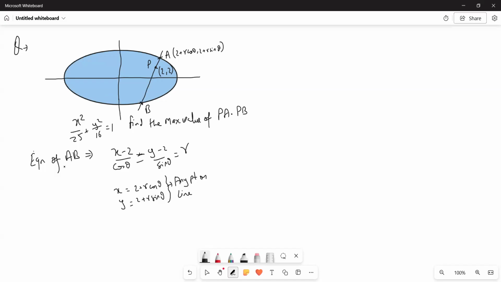But since A lies on the ellipse, so what must it do? It must satisfy the equation of the ellipse. Okay. Since A lies on the ellipse, so we'll have 2 plus r cos theta whole square by 25 plus 2 plus r sin theta whole square by 16 must be equal to 1. Now convert this into a quadratic of r.